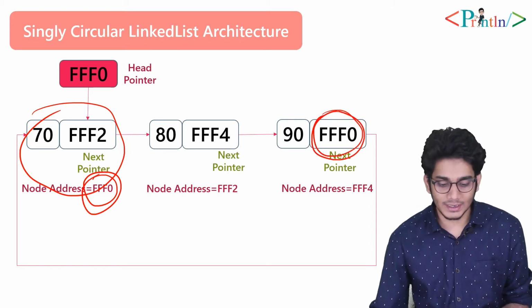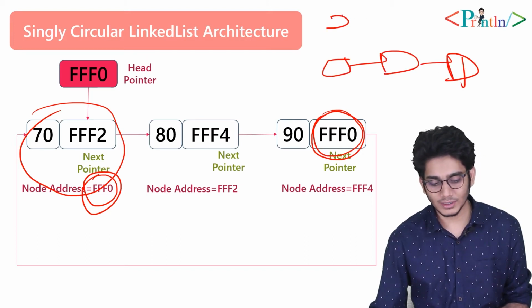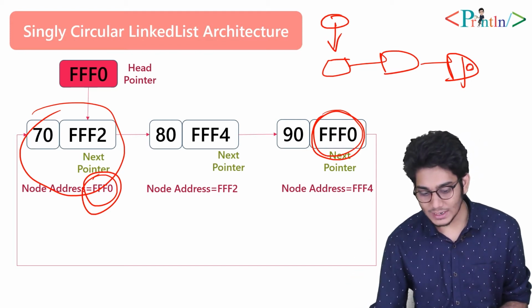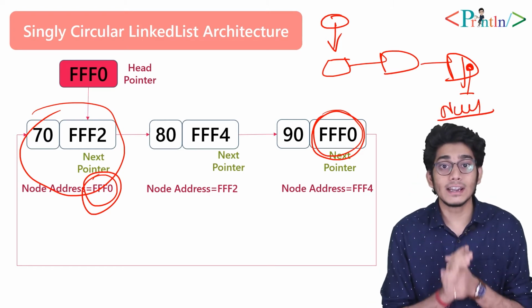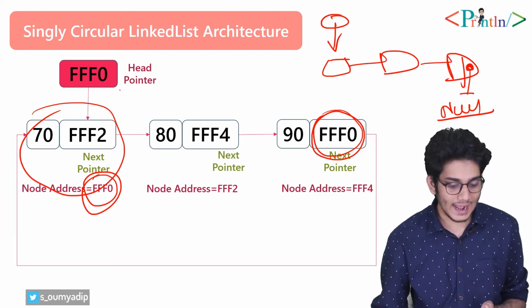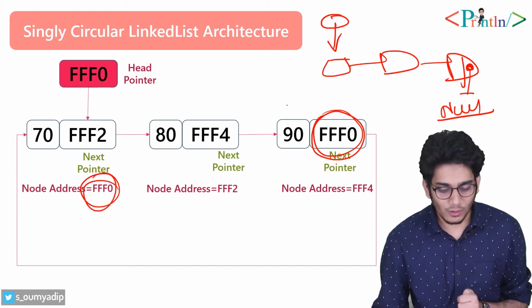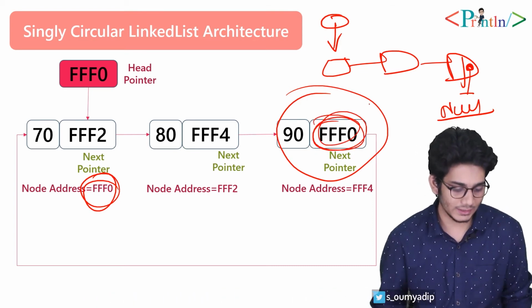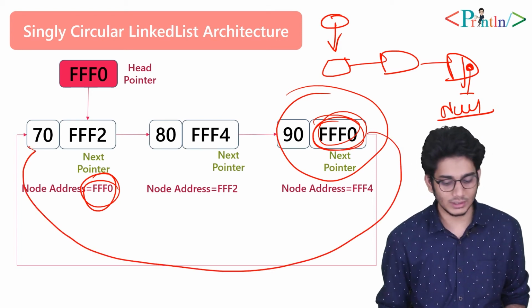first node. In a normal singly linked list, this is the head pointer, and at the last node, the address portion will be null, but for a circular linked list it will be pointing to the head node. As you can see, the address of our head node is FFF0. So at the last node we have FFF0 stored over here. So it means our last node will be pointing to the first node.